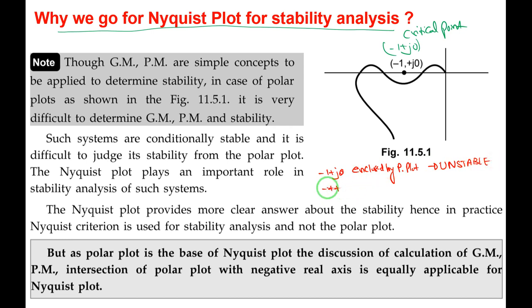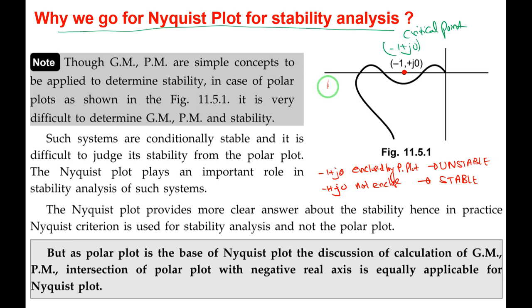Minus 1 plus j0, if it is not enclosed, then the system is stable. These things we know. But here, one more case we'll take. The critical point is here, but you can observe the polar plot here. It is going here and it is coming like this.